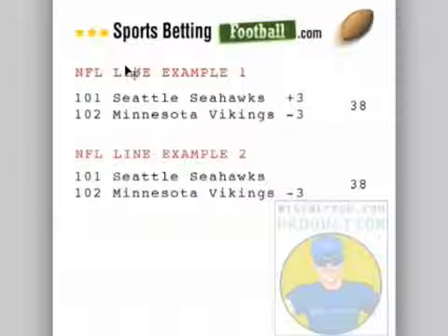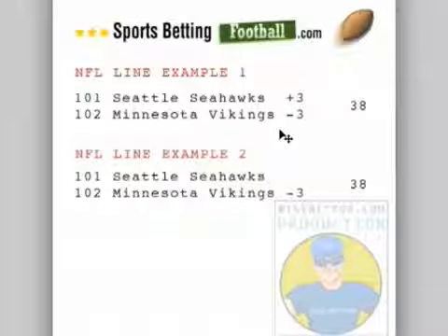You'll notice that the Seattle Seahawks are on top and the Minnesota Vikings are on the bottom. This symbolizes the away team and the home team. The away team is on top, which is the Seattle Seahawks, and the home team is on the bottom, which is the Minnesota Vikings. So no matter where you're at, as soon as you look at this, you'll be able to see right away, okay, Seahawks are at the Vikings.